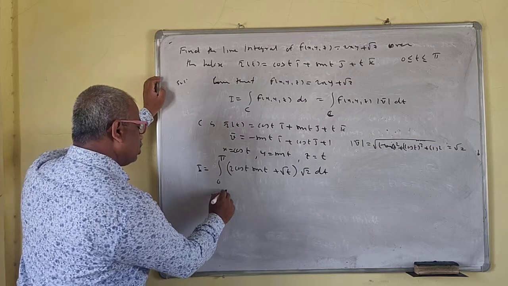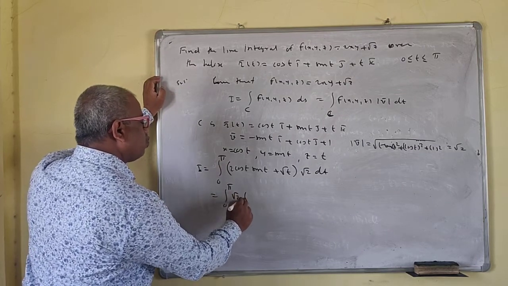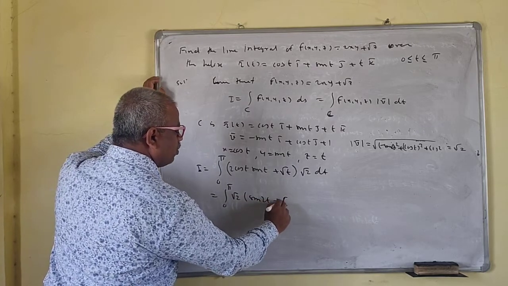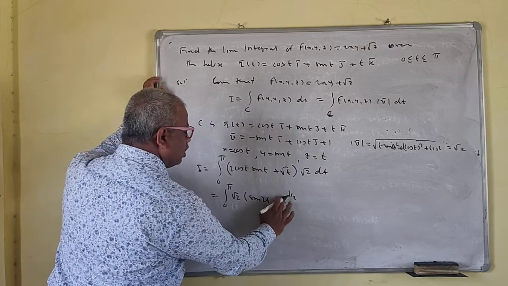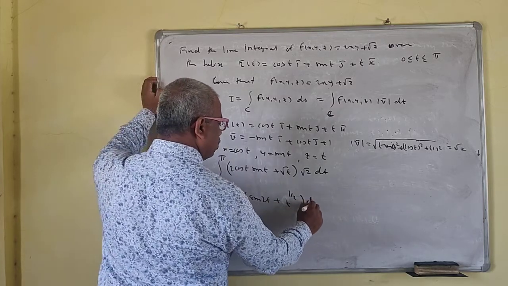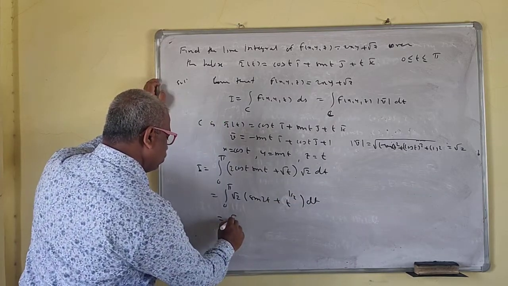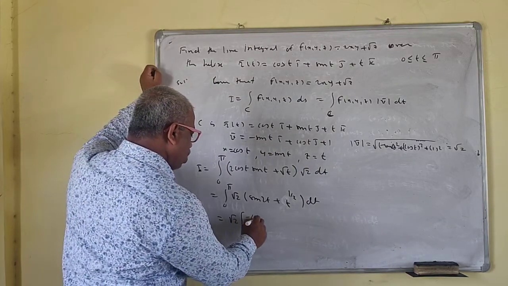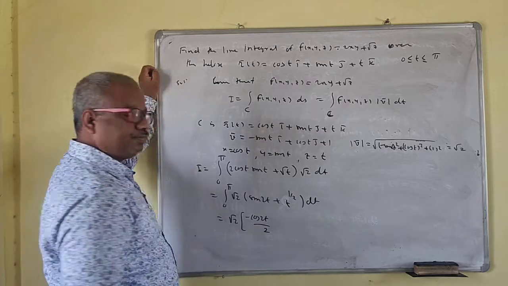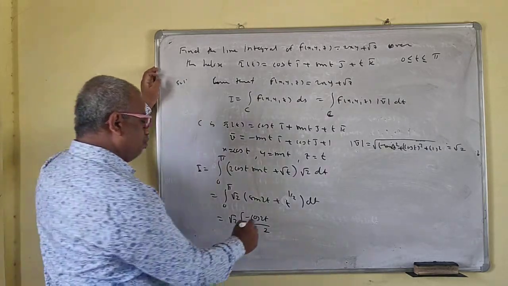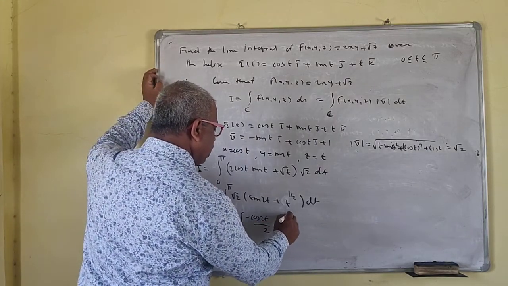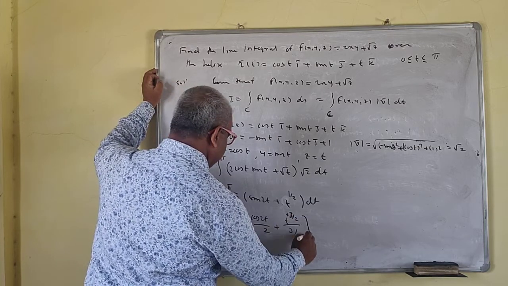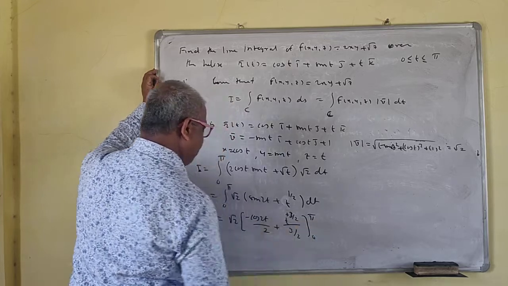So this is the integration from 0 to pi. I will keep this root 2 here. This is sin 2t plus root t. Root t means t to the power half. I will write this t to the power half dt. So I will integrate this. Root 2 times, what is the integration of sin 2t? Minus cos 2t upon 2, plus t raised to the power 3 by 2 upon 3 by 2, from 0 to pi.